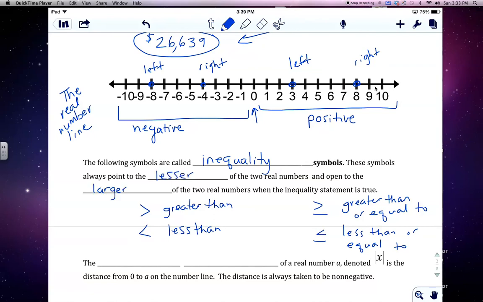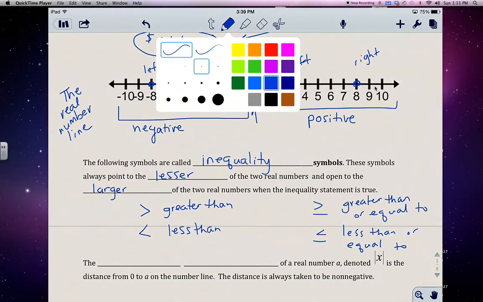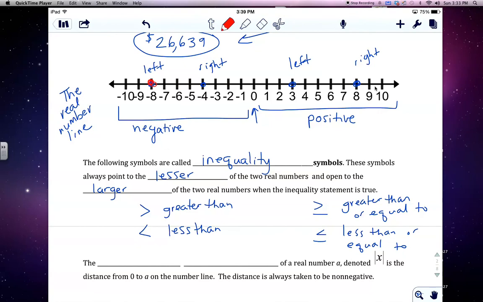Let's look at what we just looked at a second ago. I was looking at the negative 8 and the negative 4. We said that negative 4 was the bigger number, or the greater number. So I could say negative 4 is greater than negative 8. Notice how it is pointing to the smaller number, which is the negative 8, and opening to the larger number, which is the negative 4.